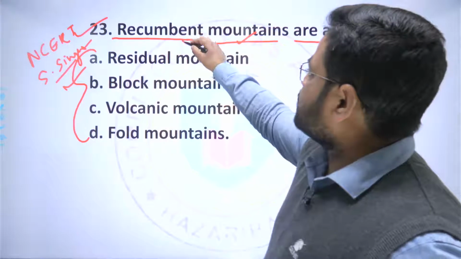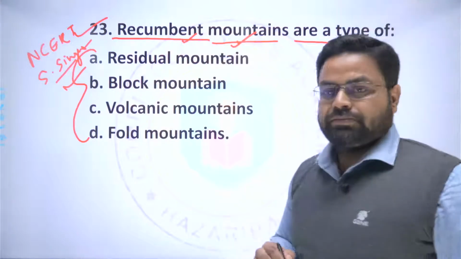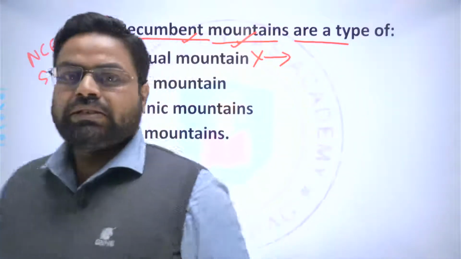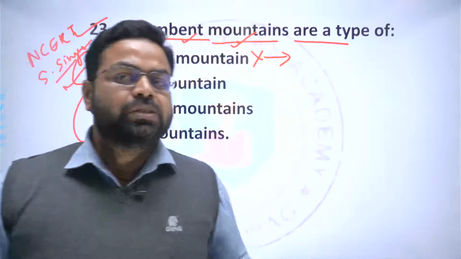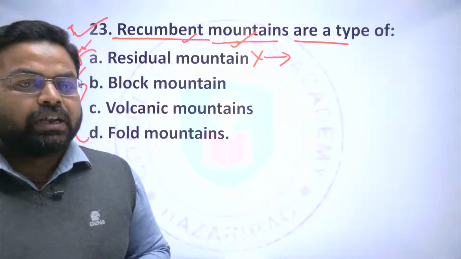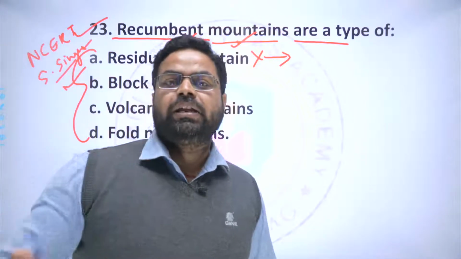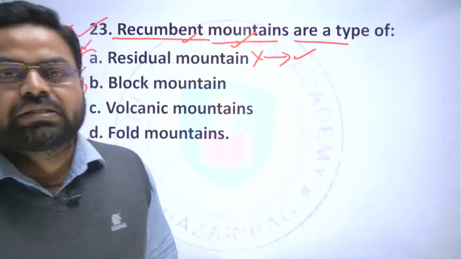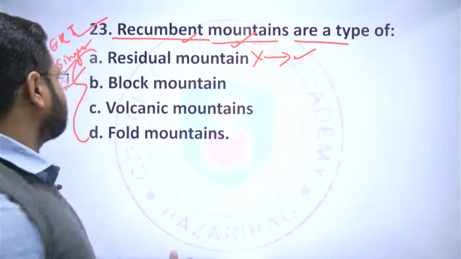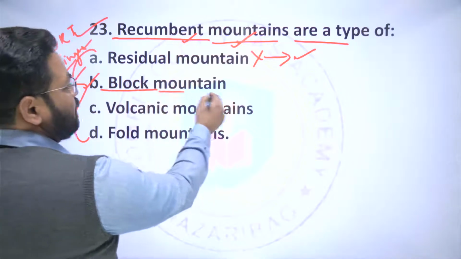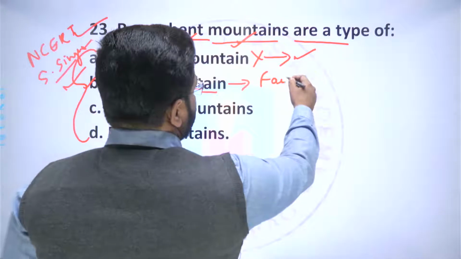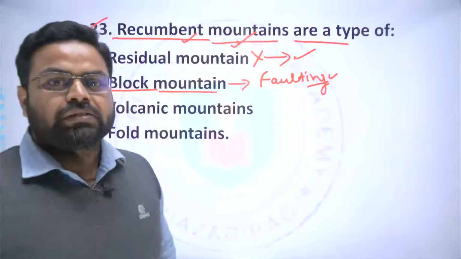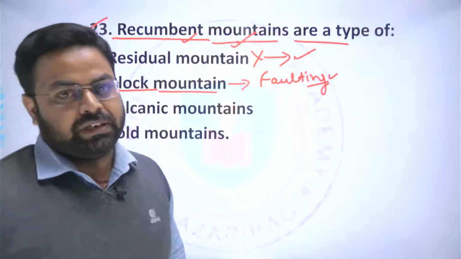And here the question says that recumbent mountains are a type of. First one is residual mountain. Residual mountains are those which were earlier high rise mountains and have got eroded and denuded, and the residue of the earlier high rise mountains is left behind. Aravali in Rajasthan is one example of a residual mountain. Next one is block mountain. Block mountains are formed due to faulting, right? And examples of such mountains are the Satpura ranges, between the Narmada and Tapi Rift Valley, right?